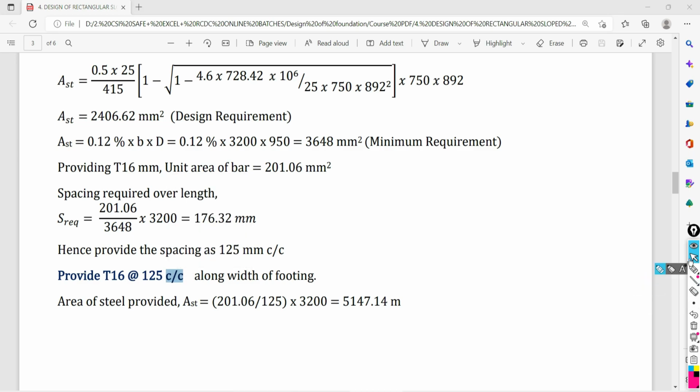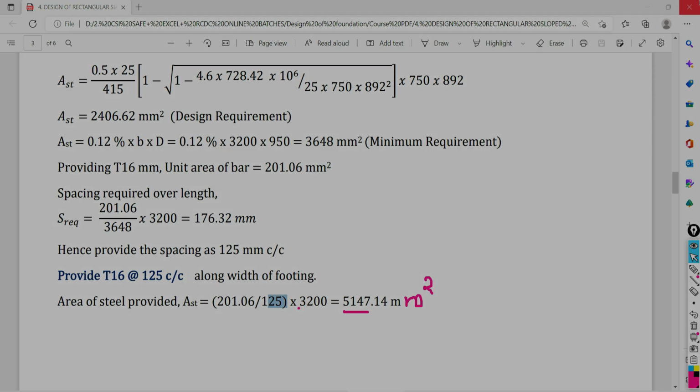Thereafter, what next will be the final area of steel provided, equal to 201.06 divided by the final spacing decided, 125, multiplied by the overall span along the length, 3200. So we are finally getting the area provided along the width as 5142.14 mm square. It is not meter, it is mm square. Okay, so this is the approach for calculating the reinforcement required along the length and along the width of the foundation.